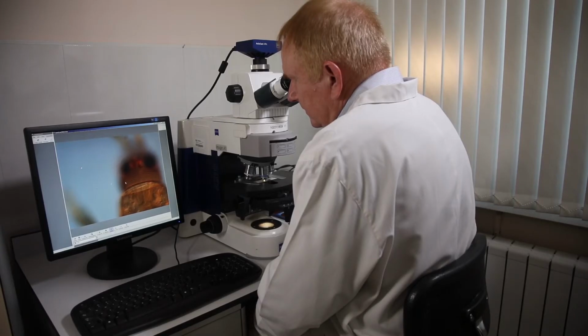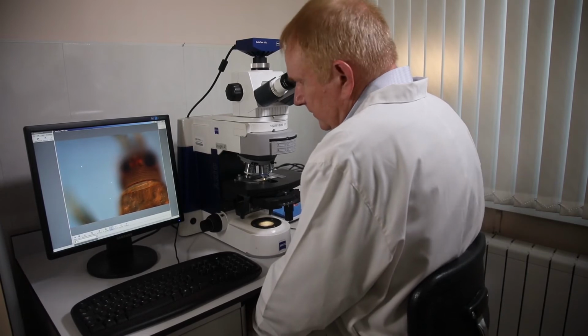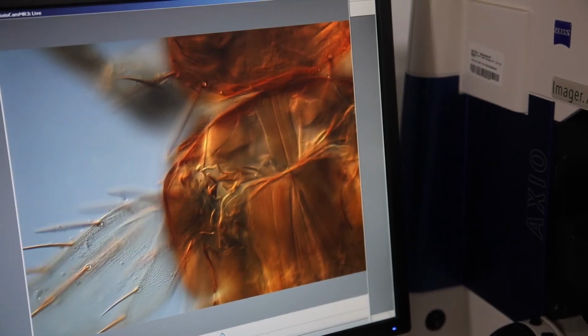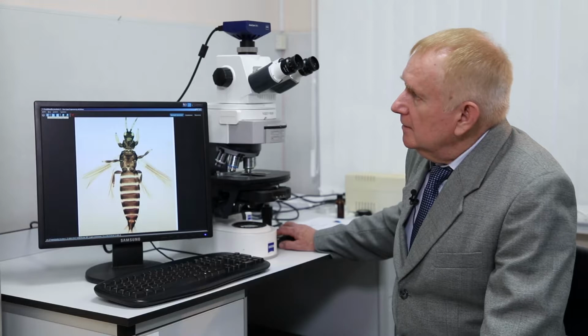To identify thrips by morphological characteristics, total microscope slides are prepared, that is, from the whole organism.